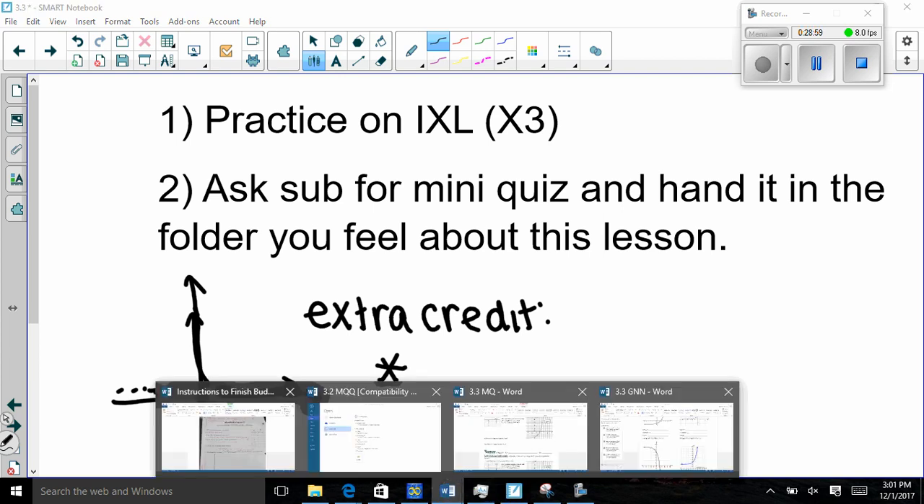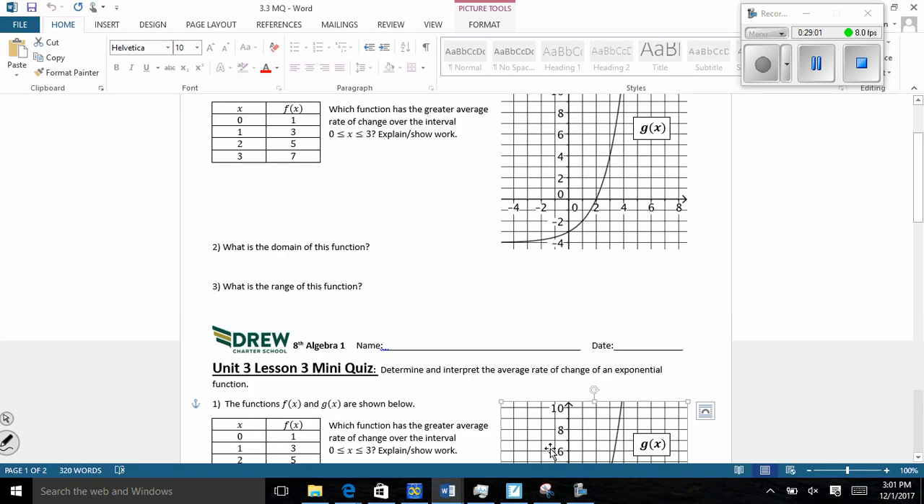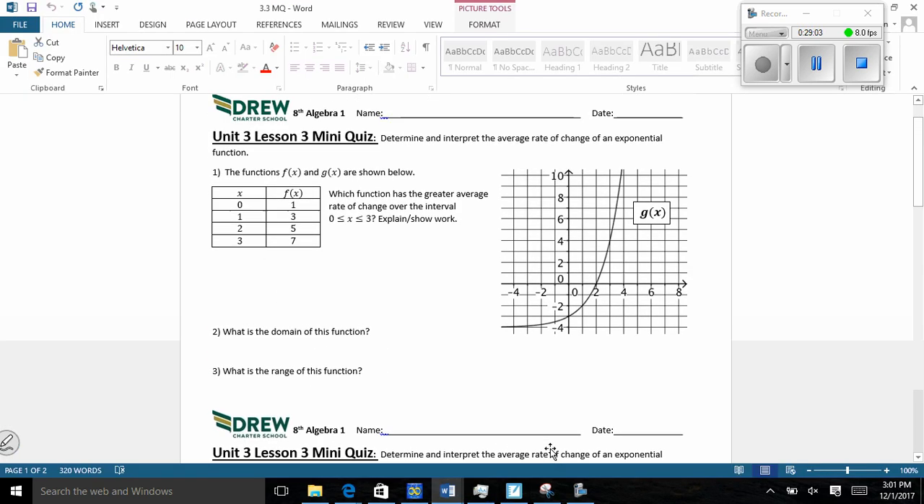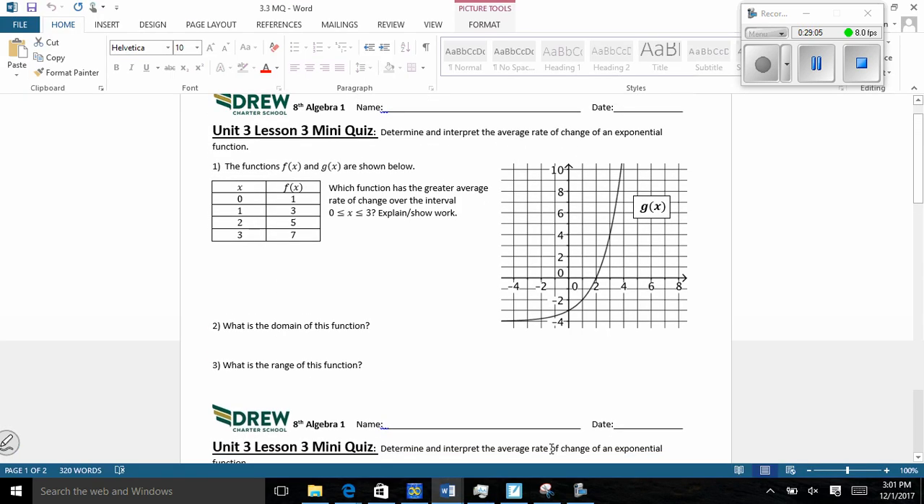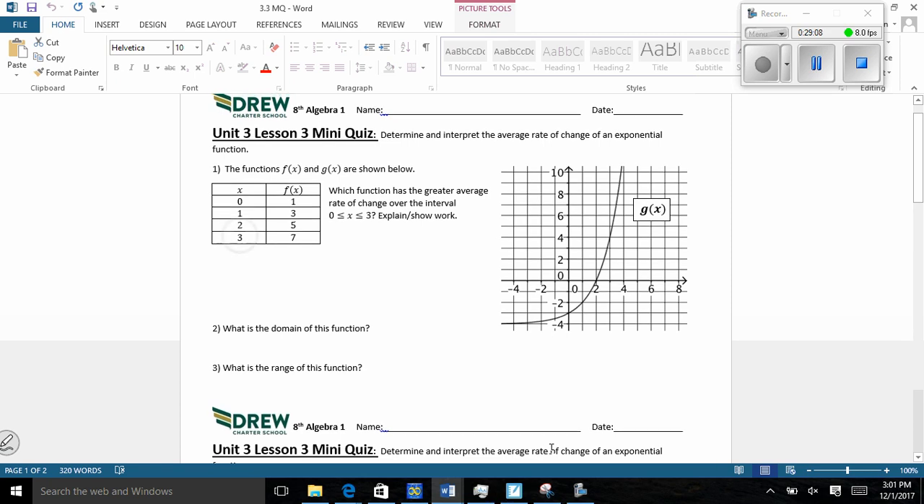Now the quiz, let me go over that real quick. The quiz is right here. All you're doing is you're finding the average rate of change for this one, right here. You're finding from 0 to 3 on both graphs. So the graph and on the table, you're doing both. And then you're explaining which one has a greater rate of change. You're finding the rate of change between 0 and 3, that interval, for both the table and the graph. Number 2 and 3 is just talking about the graph.